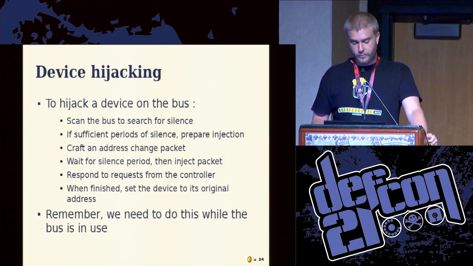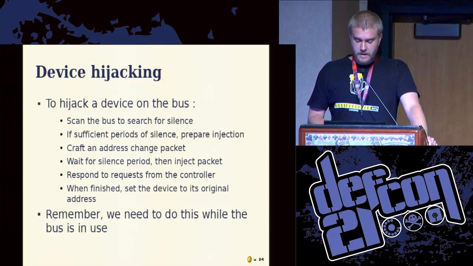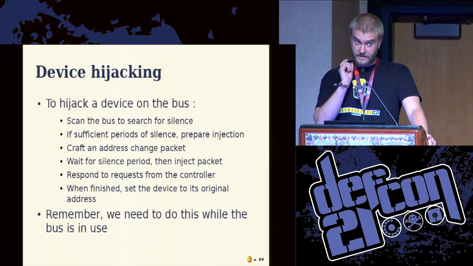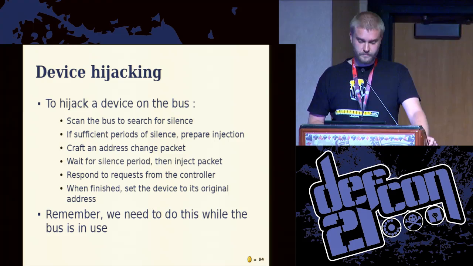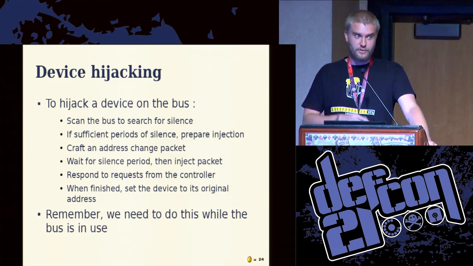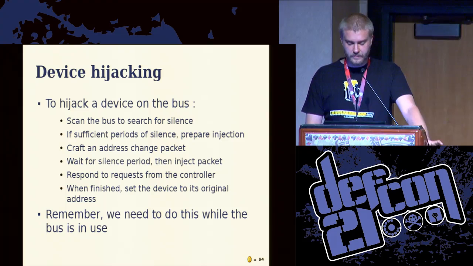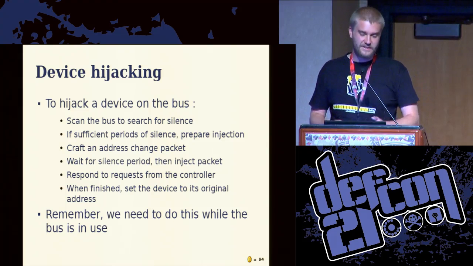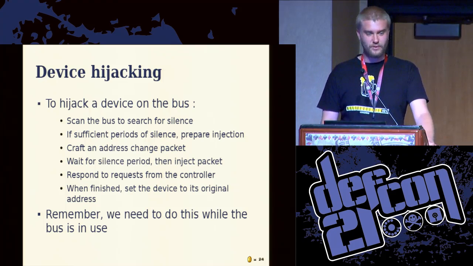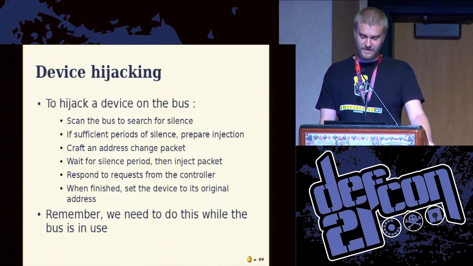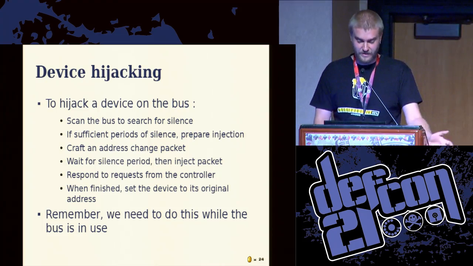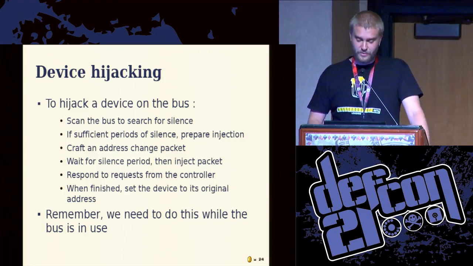So to sum it up, to hijack a device on the bus, you have to scan the bus to search for a silence period, prepare the injection, create the address change packet, wait for the silence, and send this packet in your silence window. Then directly take the address of the device you want to hijack and start responding instead of it. And when you're finished, it's also pretty cool to just set the address back so the device is at its old address and you can just leave and everything works. And again, you need to do this while the bus is in use.